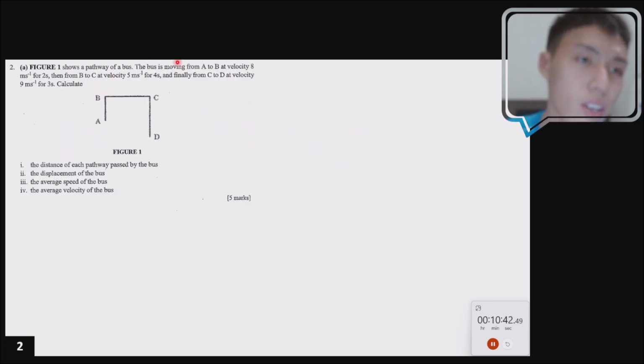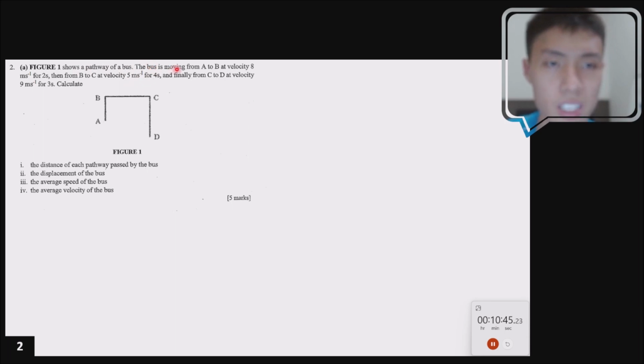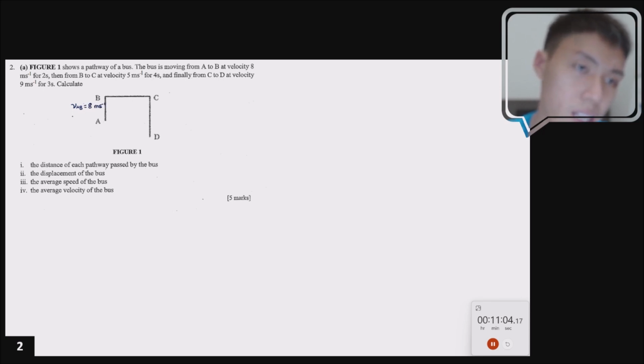Question 2. Figure 1 shows a pathway of a bus. The bus is moving from A to B at a velocity of 8 meters per second for 2 seconds. So over here, the velocity to go from A to B is 8 meters per second, and the time taken to travel from A to B is 2 seconds. Then from B to C, the velocity is 5 meters per second, and it goes on for 4 seconds. So the duration from B to C is 4 seconds.